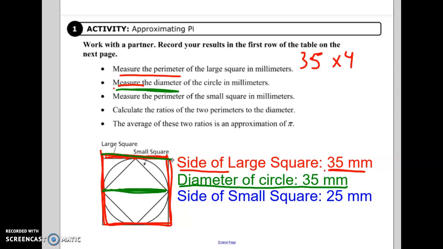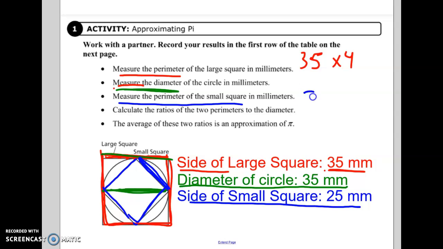And then it's also asking you to find the perimeter of the small square in millimeters. I'm giving you the measurement of the small square. It's 25 millimeters on one side. And remember, the perimeter is the distance around the entire outside, so you can do the measure of one side times 4 sides. And again, I'm not going to give you the answer to that yet, but I will in just a minute.